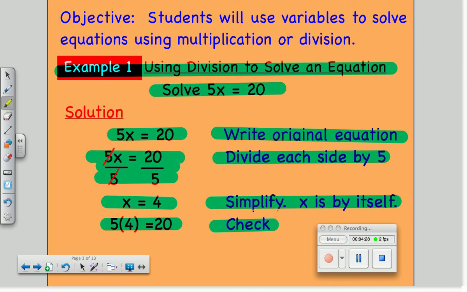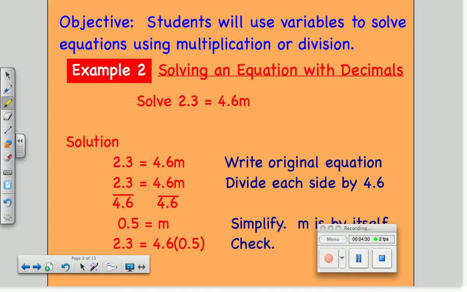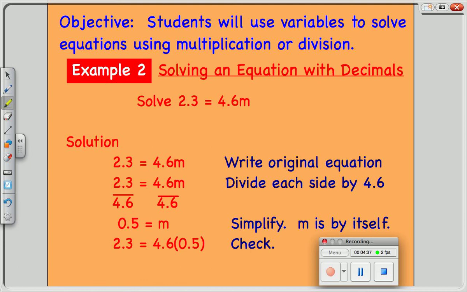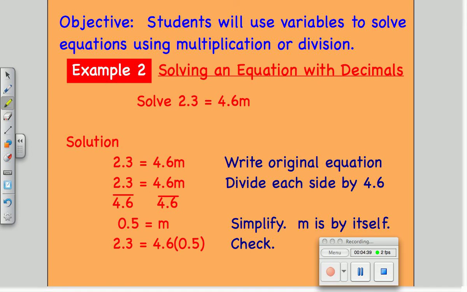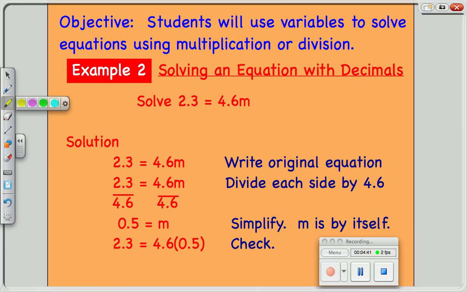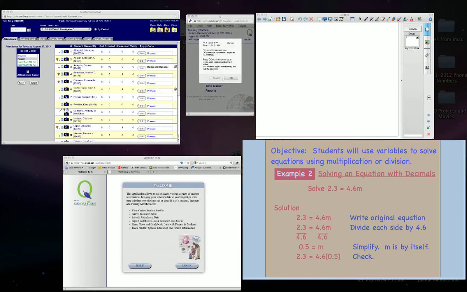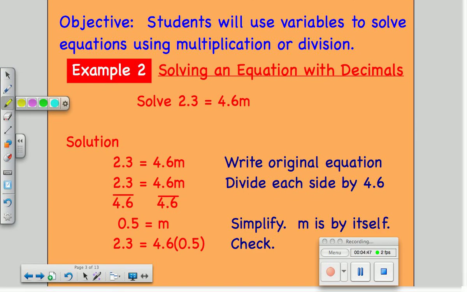Next example, example 2. What if we have, and I know this is going to throw some of you, but you'll need to practice a little bit with your decimals. So, with decimals, hold on one second. Sorry about that. I went a little too far. Okay. With decimals.